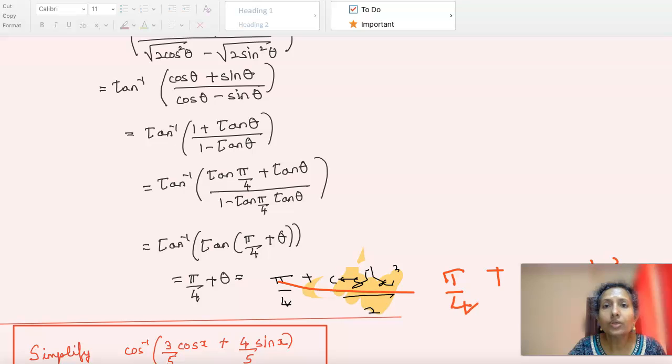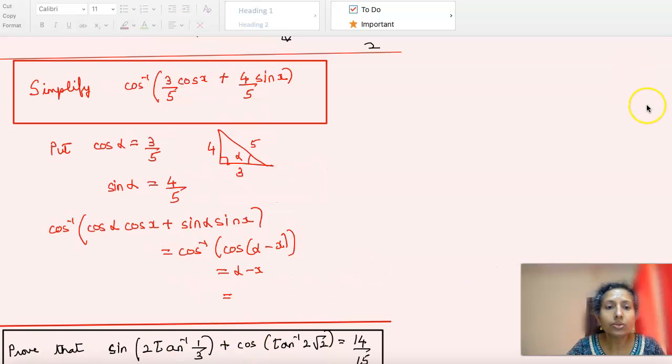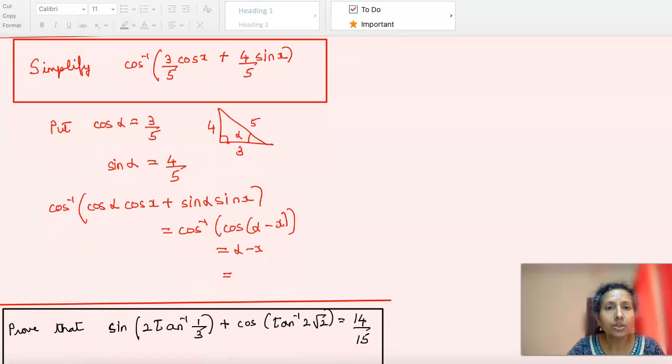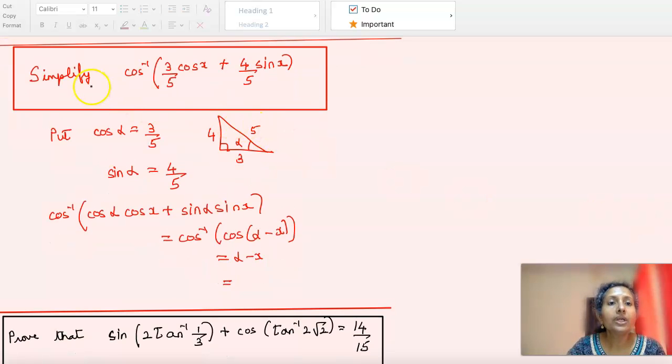Alright, now going to the next question, we have: simplify cos inverse of 3 by 5 cos x plus 4 by 5 sin x. So we make a substitution here. You put cos alpha as 3 by 5. So if I take a right angle triangle, cos is adjacent side by hypotenuse, so this side becomes 5. Sin alpha is 4 by 5, and that is what you have here. So you can write it as cos inverse of cos alpha cos x plus sin alpha sin x.